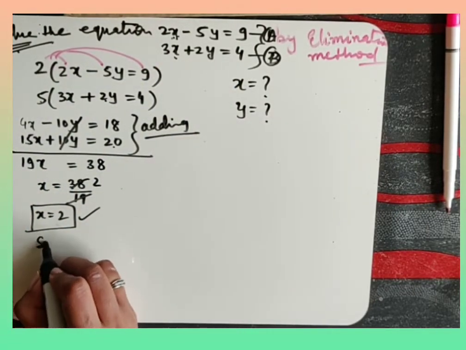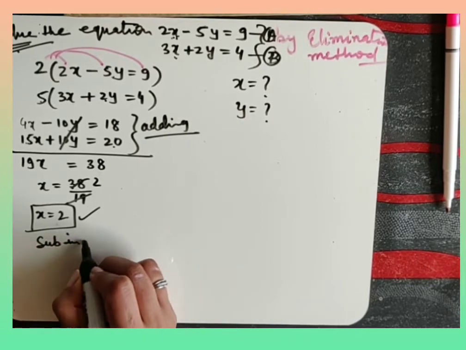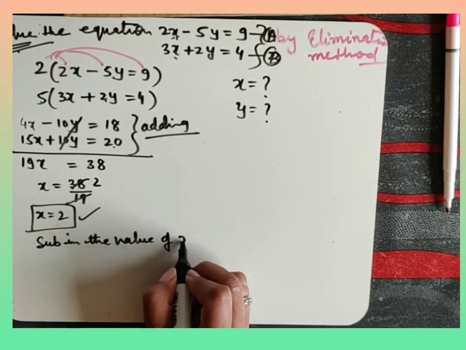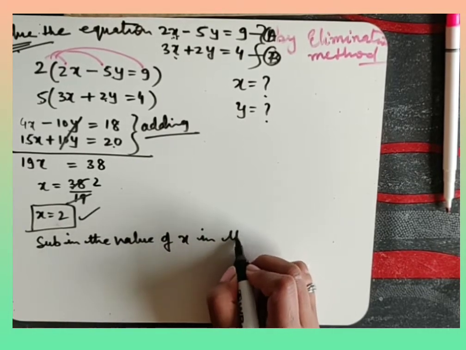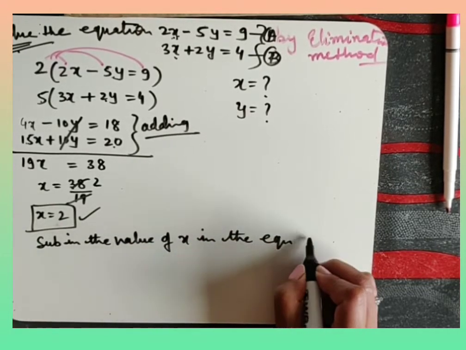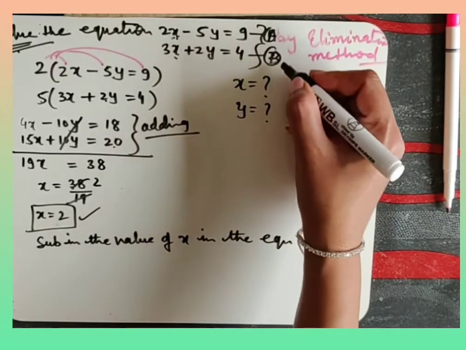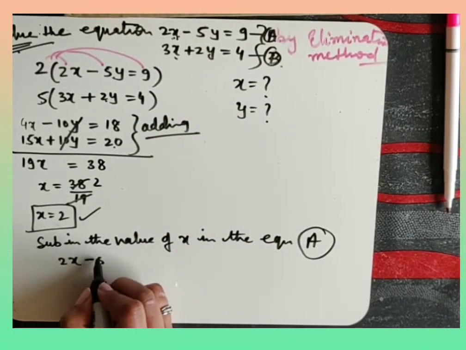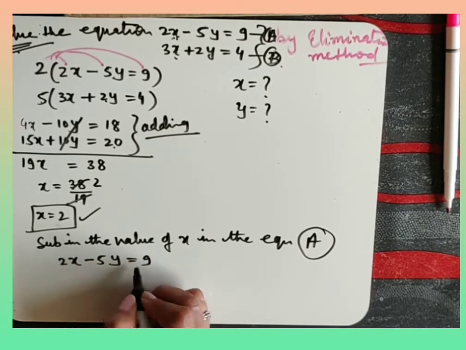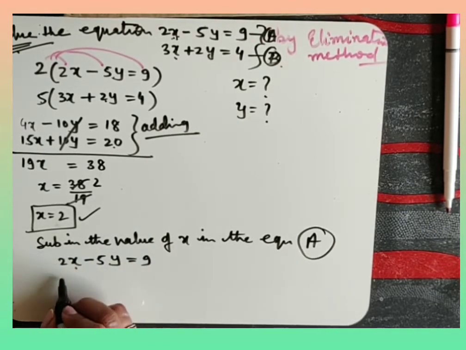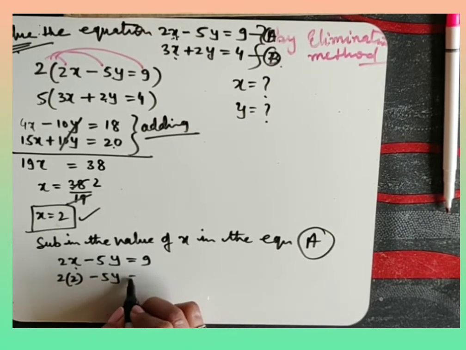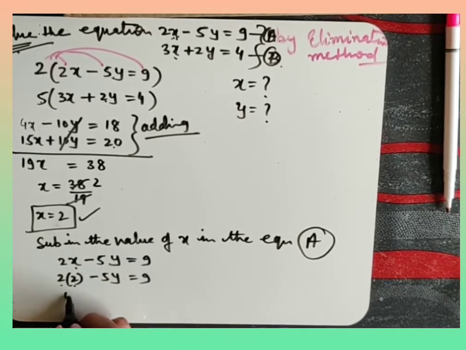So substitute the value of x in equation A. This is equation A, this is B. So write down equation A, 2x minus 5y equal to 9, and substitute the value of x here. So 2 multiplied by 2 minus 5y equal to 9. So 2 multiplied by 2 is 4, minus 5y equal to 9.